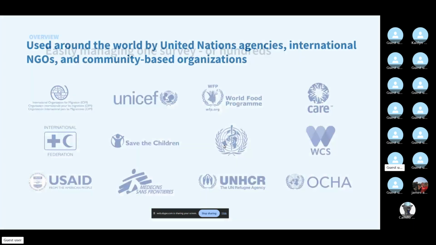Actually, talking about some of those organizations that are using Kobo Toolbox, you can see from the slide, like the International Organization for Migration, UNICEF, World Food Program, CARE, Save the Children, IFRC, of course, USAID, Medecins Sans Frontieres, and so on and so forth. These are just some of the organizations that are using Kobo Toolbox, but there are many others, large and even very small organizations, local organizations as well.